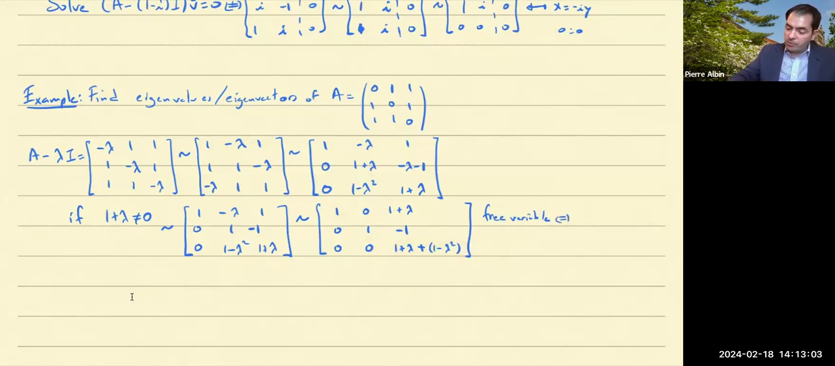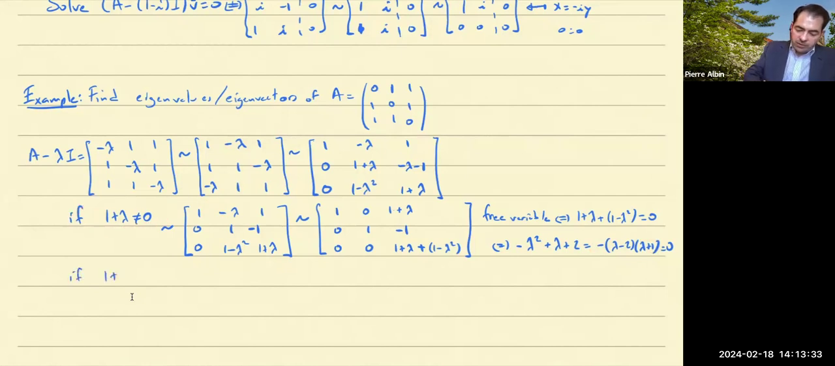So I have a free variable precisely when this 1 plus lambda plus 1 minus lambda squared is equal to 0, right? Which I can rewrite as minus lambda squared plus lambda plus 2, or minus lambda minus 2 times lambda plus 1 equal to 0. So I'm going to pick up eigenvalues from here. But before we do that, let's keep going with the other case.